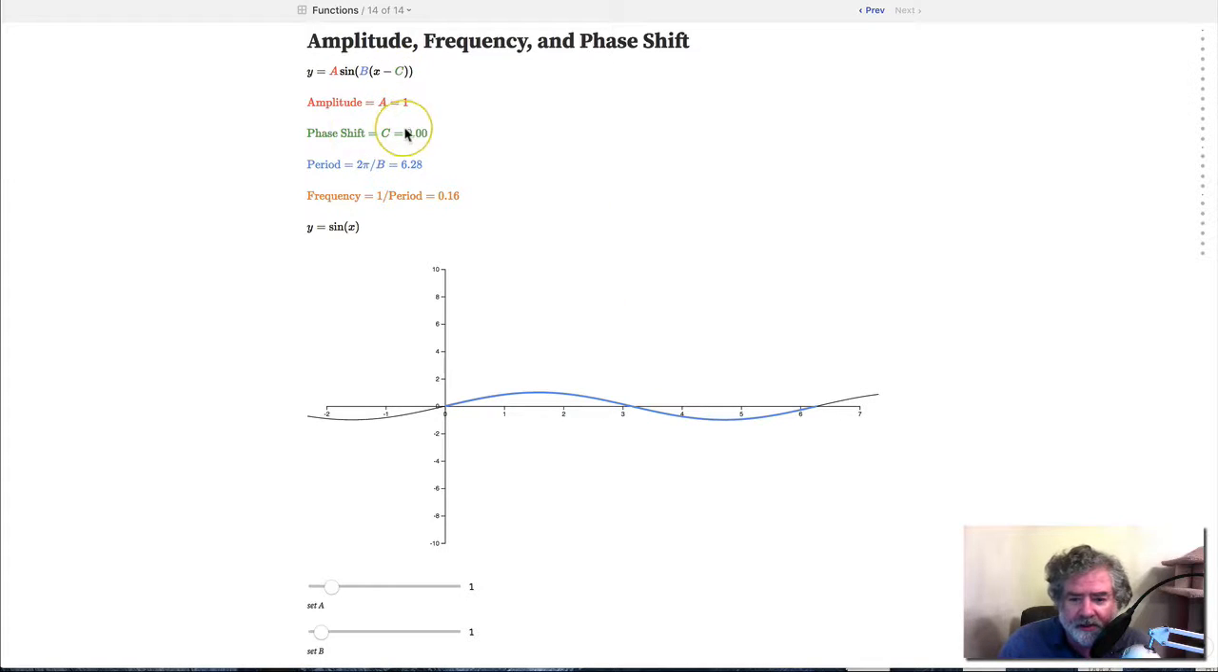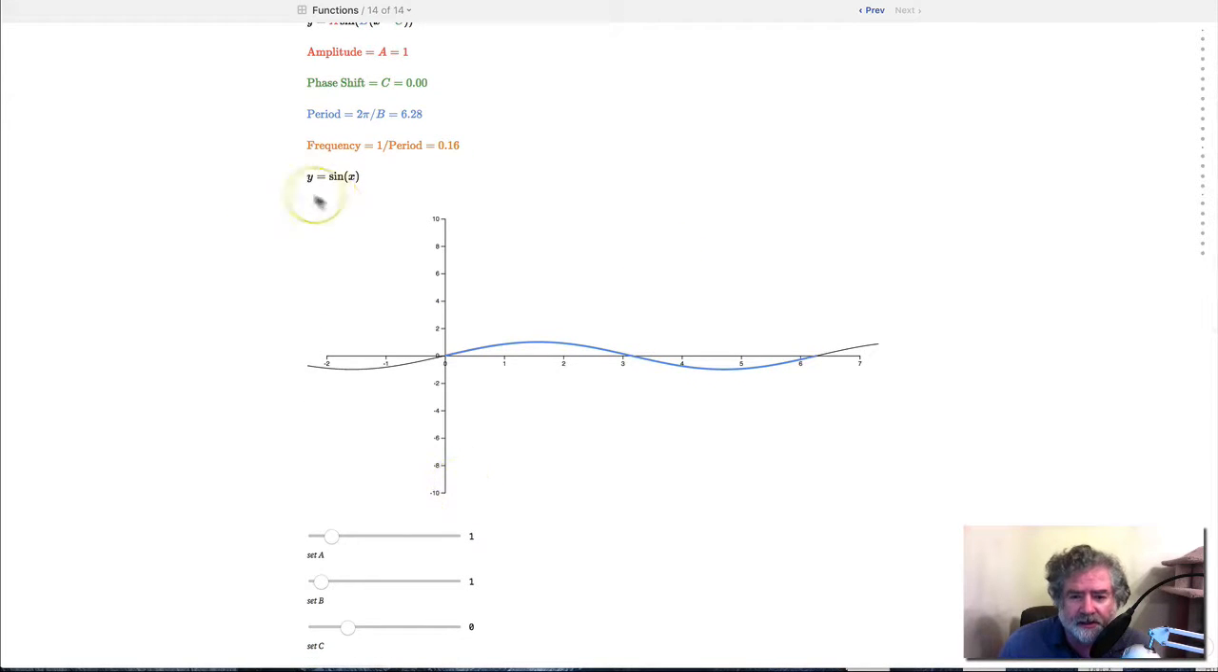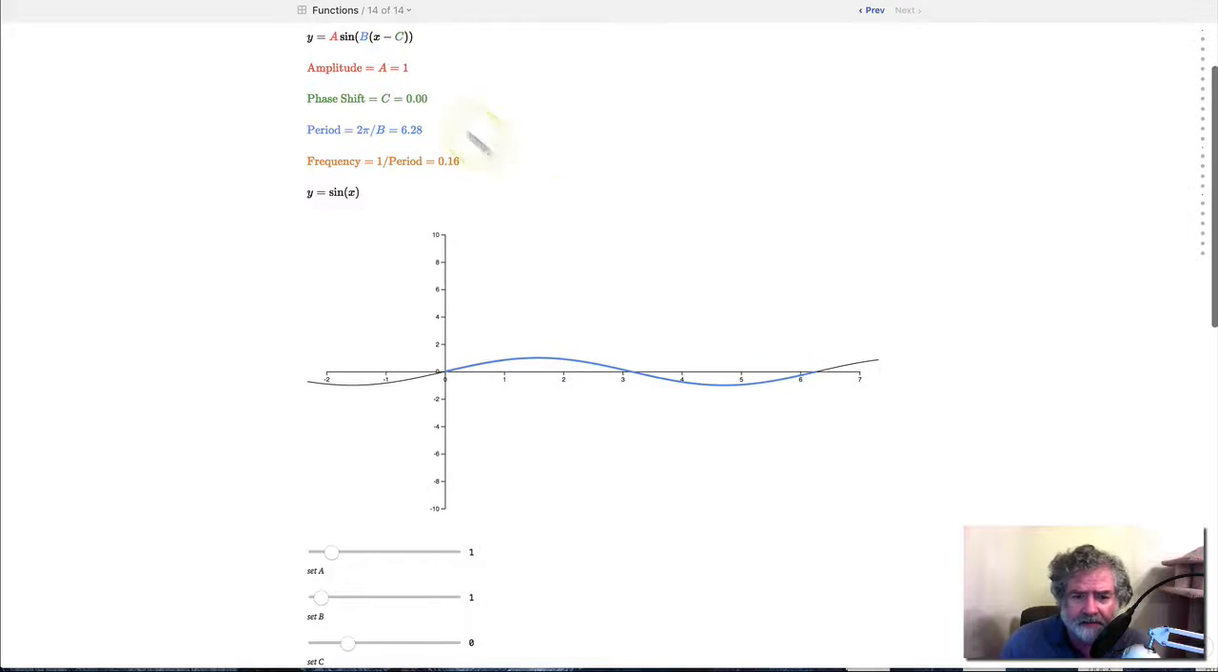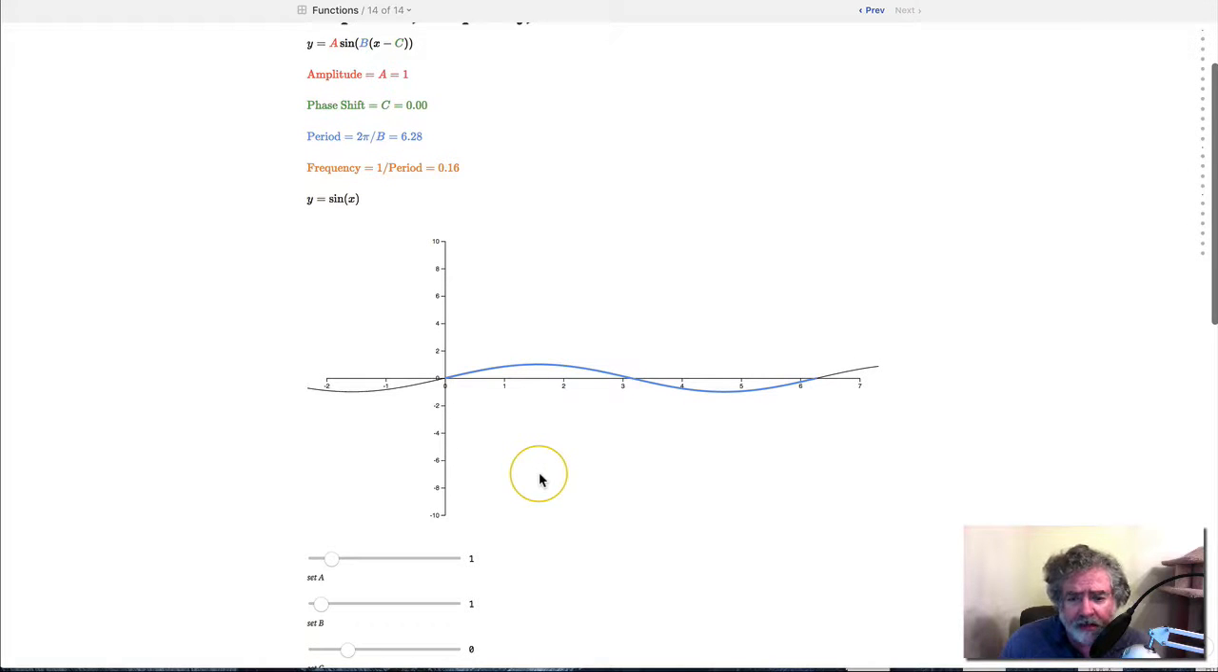C gives you the phase shift, which is how far left or right you move the curve. And B is related to the period and the frequency, which I think are a little bit harder to understand for the students. And then I have the actual equation. But you can adjust the sliders down here to change the equation, and of course change these characteristics, and just see how things go. So why don't we look at amplitude first.